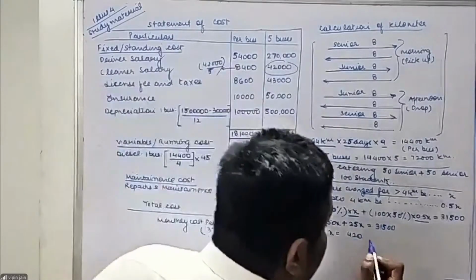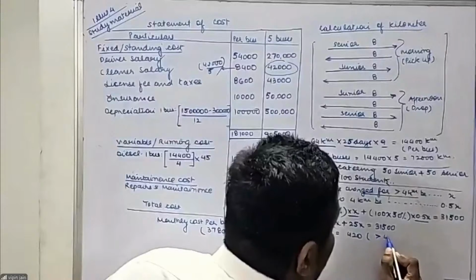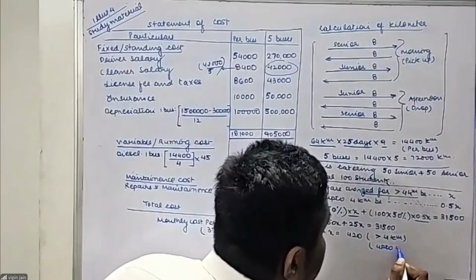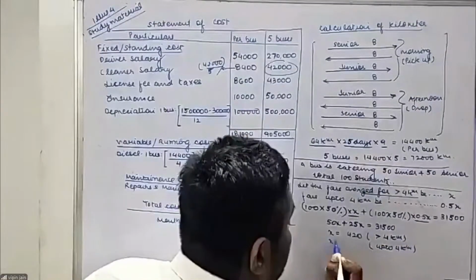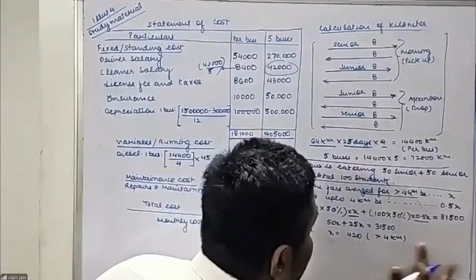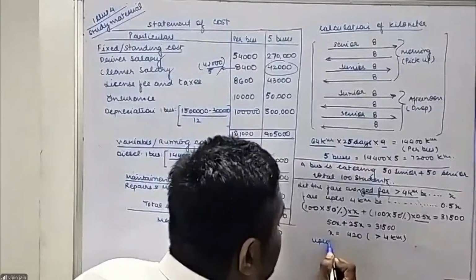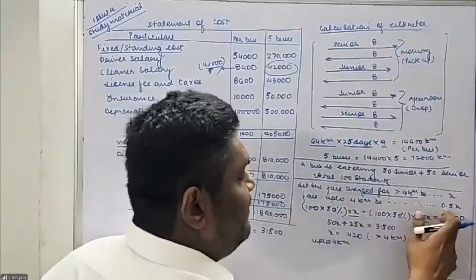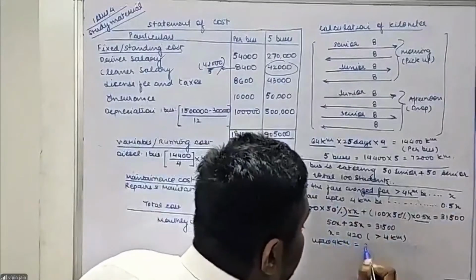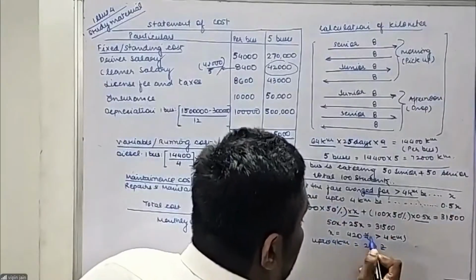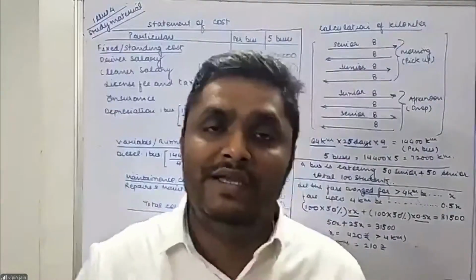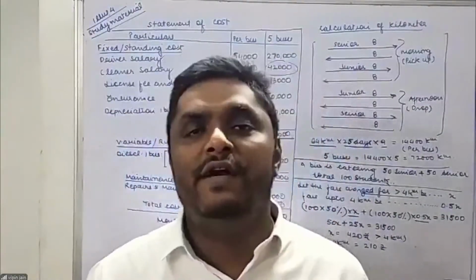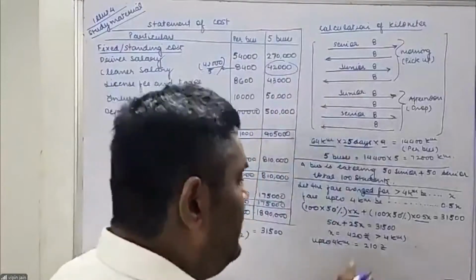So 420 is for more than 4 kilometers. For up to 4 kilometers, it is 0.5x, so it will be 210 rupees. If you have any doubts or queries, please don't just look at what is given in the study material. They have solved it in a different way. I find it easy, that's why I have solved it this way.